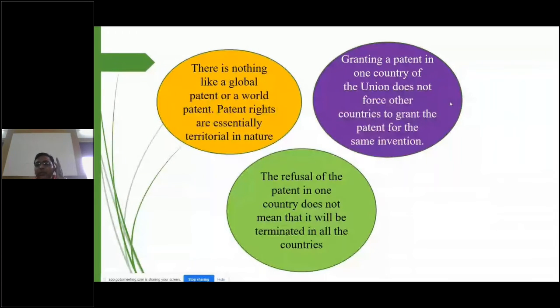Granting a patent in one country of the union does not force other countries to grant a patent for the same invention. If my machine is patented in India, I can't force the Australian government to patent my machine. Or if the Australian government patents my machine, I could not force the Indian government to give the patent to my machine. The refusal of the patent in one country does not mean that it will be transmitted to all the countries. Means if Australia refuses my application, I can apply to India also. Or if the Indian or Australian government refuses my patent, then I can apply to Chicago also. So these are all the concepts related to patent.